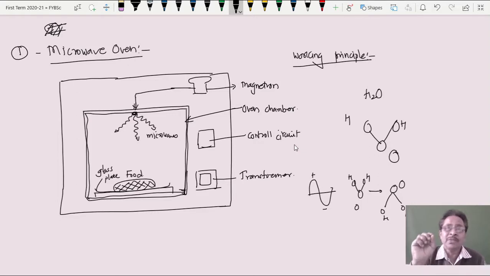The reason is that the frequency of the microwave radiations and the frequency of the water match, and this type of phenomenon of oscillations or resonance occurs between microwaves and water molecules only, whereas other items or other materials kept inside this oven do not oscillate under this type of electromagnetic waves or microwaves, and therefore these objects don't get heated.